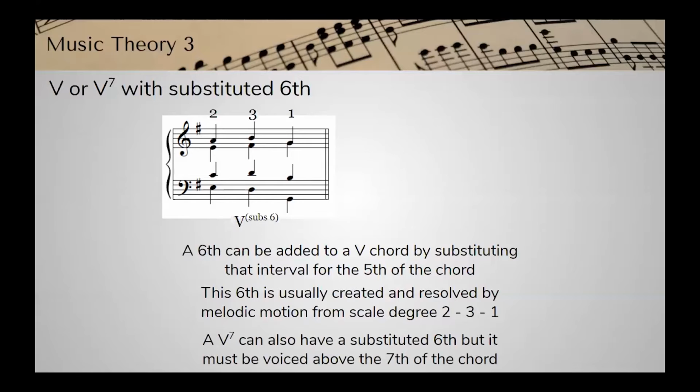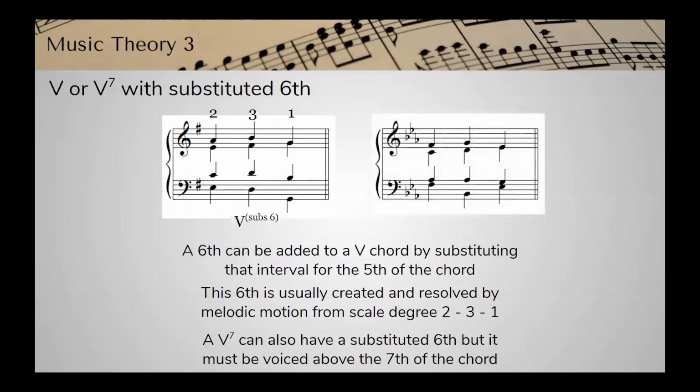You can also use a 6th in a 5-7 chord, but because that would create a half step, you can't ever voice them in the same place. And often the 6th is added so that it is above the 7th of the chord. And so here we have a 2-5-1 progression in the key of E flat major. The first chord would be a 2 chord in root position. The second chord would be a 5 chord with a substituted 6, but it also has a 7th. So the 7th is in the tenor, and you can see the 6th is voiced above that in the soprano line. And so that would sound like this.